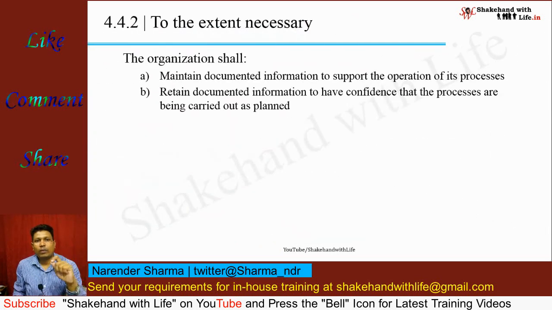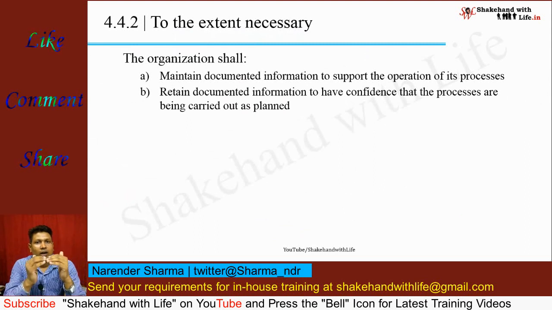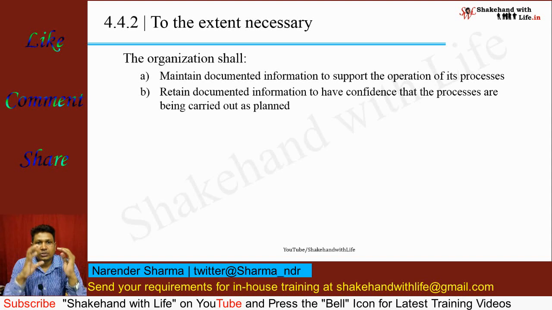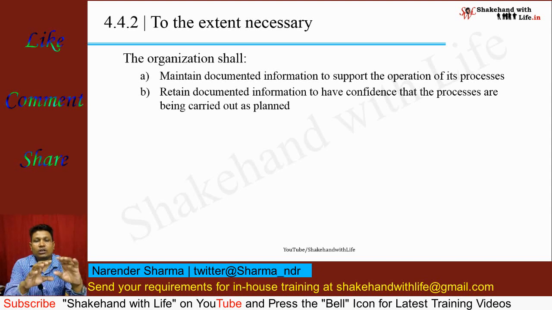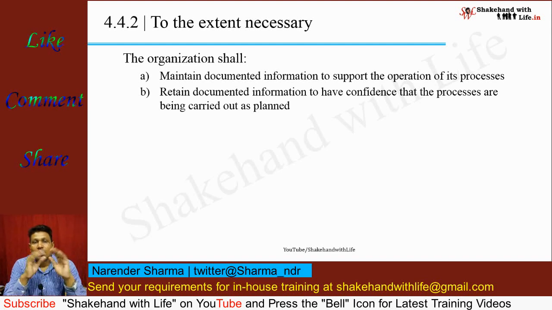Now the clause number 4.4.2: implement the points mentioned in the clause number 4.4.1 to the extent necessary for an effective quality management system. And for this, the organization shall maintain documented information to support the operation of its processes and retain documented information to have confidence that the processes are being carried out as planned. The documented information itself becomes a proof that the processes are actually being carried out as planned.